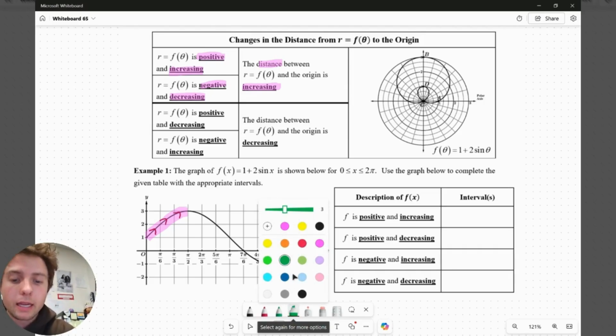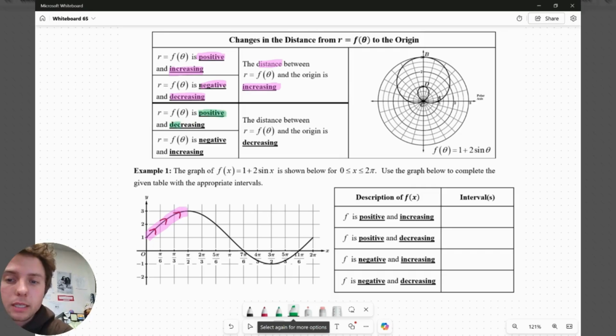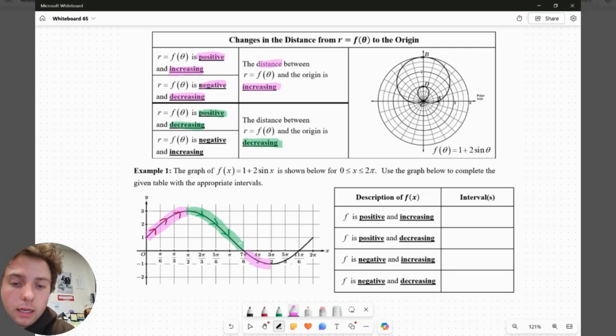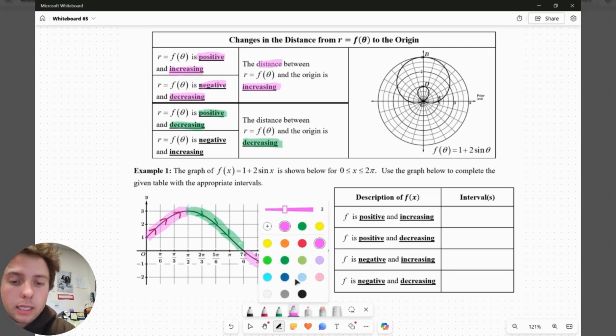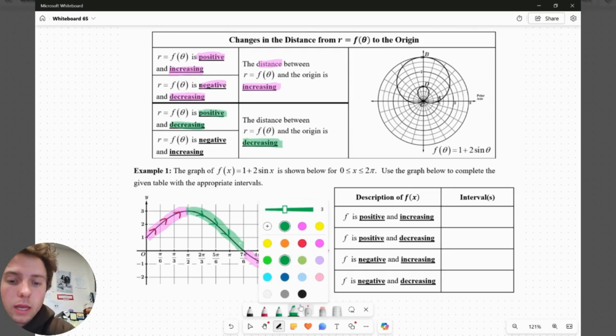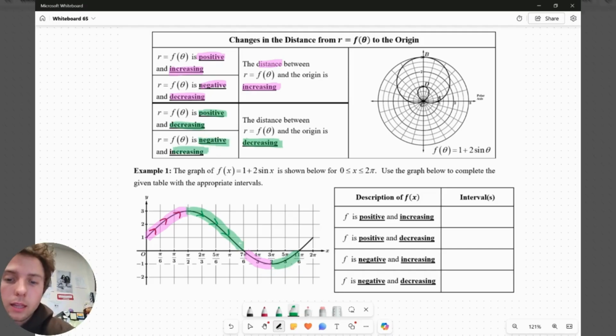Same idea with the decreasing side of things then. If we look at a function and it's positive but decreasing, that means the distance from the origin is decreasing. Notice here, it is above the x-axis, but now it is going down. You are getting closer to the x-axis there. We know that the distance is increasing if it's negative and decreasing. We know the distance is decreasing if it's negative and increasing. Okay, just different ways to analyze your function there.